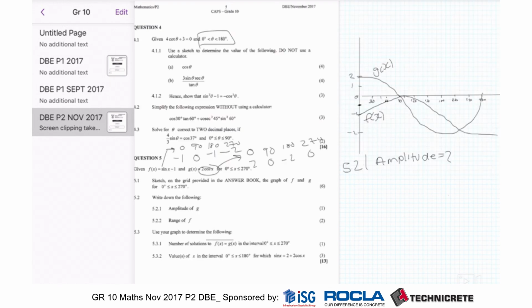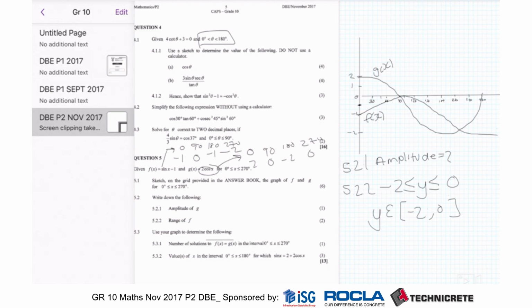Okay, next one, the range of f. So we know range is from the highest to the lowest value, and the highest to the lowest is from negative 2 up until 0. That's one way you could write it. The other way you could write it is y is equal to negative 2. Remember square brackets because it is actually equal to that value.